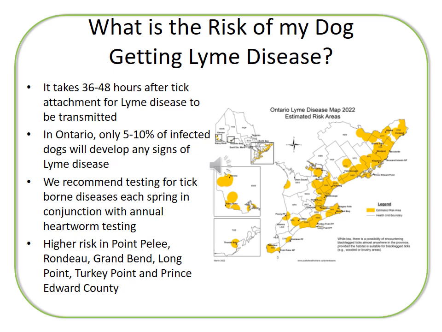When it comes to Lyme disease, it is important to note that it takes 36 to 48 hours after a tick attaches to your pet for Lyme disease to be transmitted. If ticks are found and removed before that time frame, Lyme disease transmission can be prevented. It is also important to remember that all black-legged or Ixodes ticks do not carry the vector for Lyme disease. As of the 2022 research data, only 5 to 10% of infected dogs in Ontario will develop any sign of Lyme disease and will therefore not require any treatment.